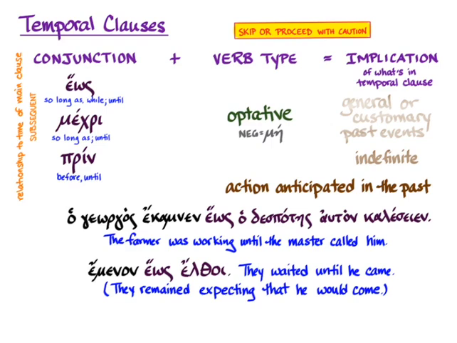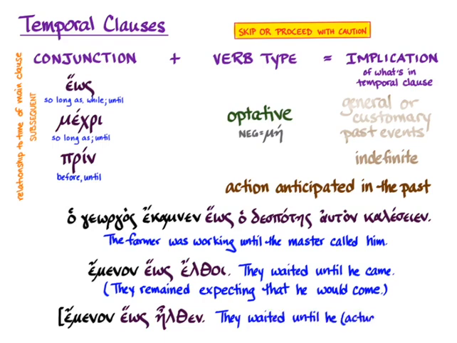To see the difference between that and other much more common uses of temporal clauses, you might look at this example, emenon heos elthen, where we've got the indicative in the temporal clause, and we would translate that, they waited until he came, but the implication is that he actually did come. We know when he came, and that's how long they waited. And that we would do with the indicative. That's much more common, and you're really not going to see the optative with these conjunctions very often at all. And if you do, it's probably something more complicated with indirect statement.